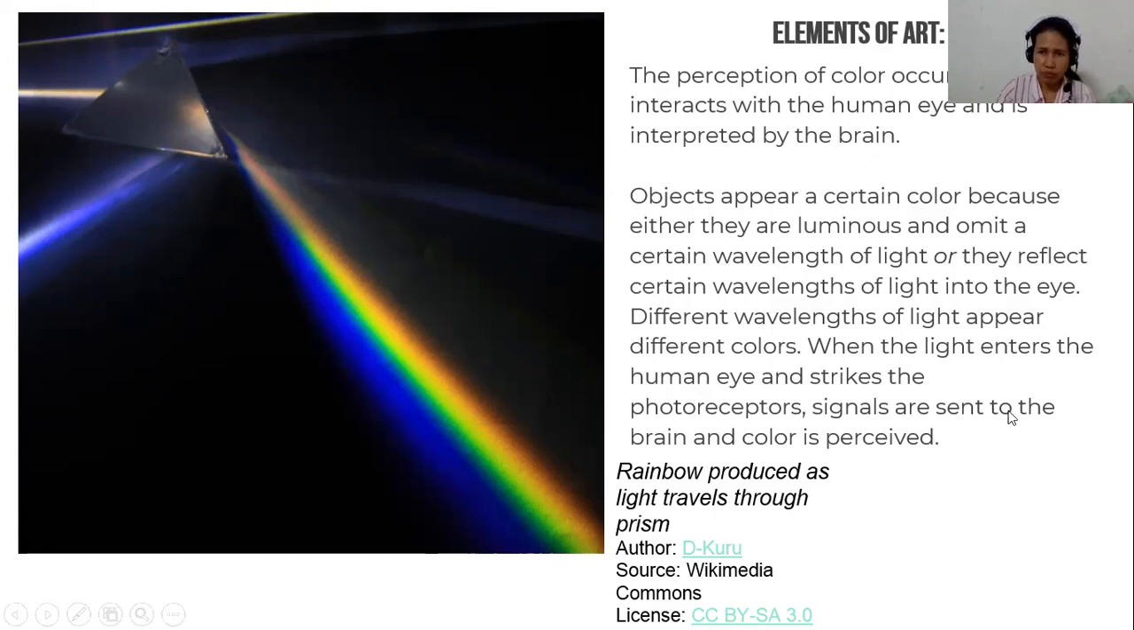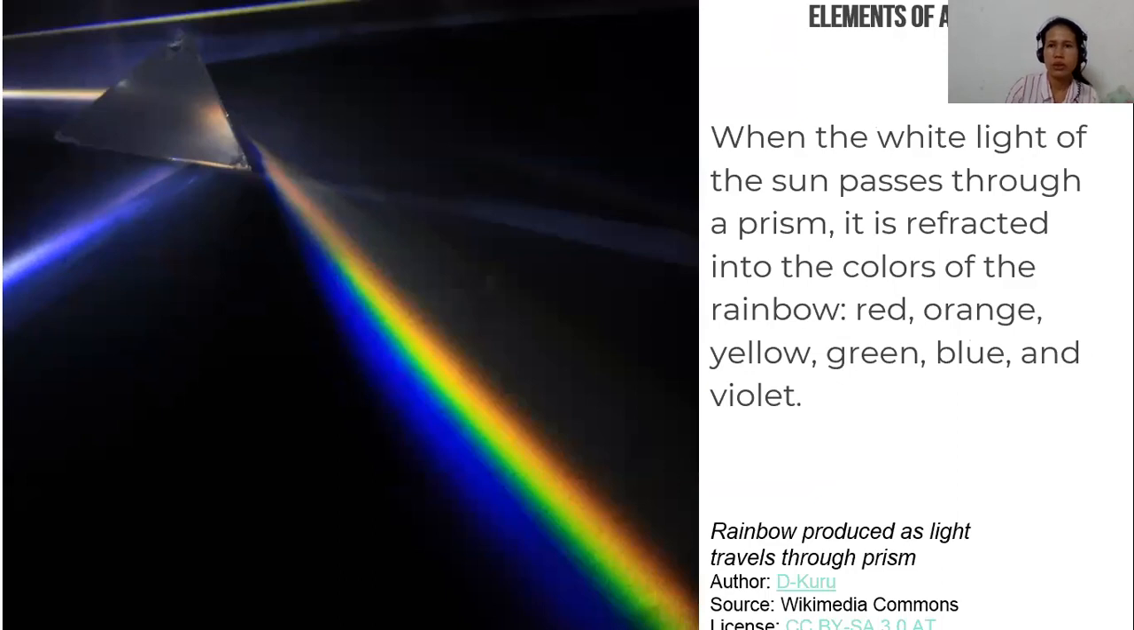So when the light enters the human eye and strikes the photoreceptors, signals are sent to the brain, and that is the time that the color is being perceived by our brain. So the brain interprets it and gives us the idea that you are seeing a yellow color, a green color, and so on. Okay. So when the white light of the sun passes through the prism, as what I have told you, it refracts this rainbow color. So alam naman natin yung rainbow color: the red, orange, yellow, green, blue, indigo, and violet.